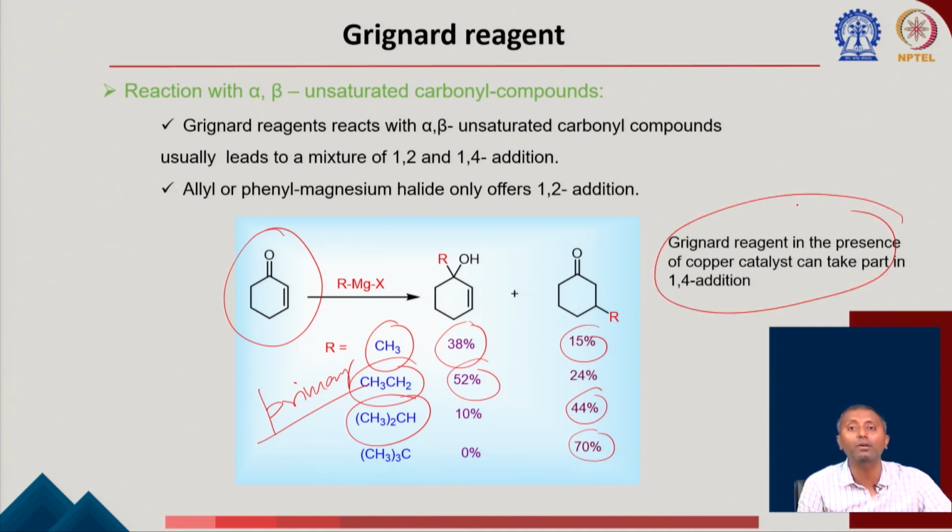So you can convert this Grignard reagent to an organocopper reagent, and because it is a softer one, it is going to participate in a 1,4 addition instead of the 1,2 addition. We are going to discuss this in more detail in the organocopper chemistry.